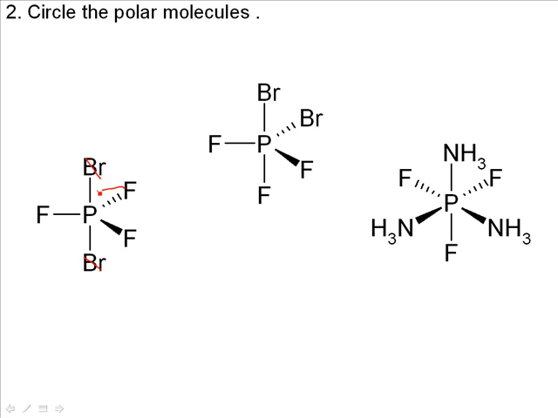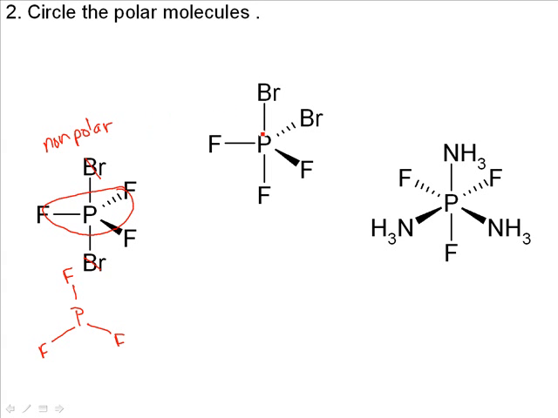However, it's a little more difficult to see the fluorines. What they look like if we rotate this molecule is this. The fluorines actually form a trigonal plane around the phosphorus. And since these are all equal and they are all equally distributed, they will cancel each other out. Therefore, this is a non-polar molecule.